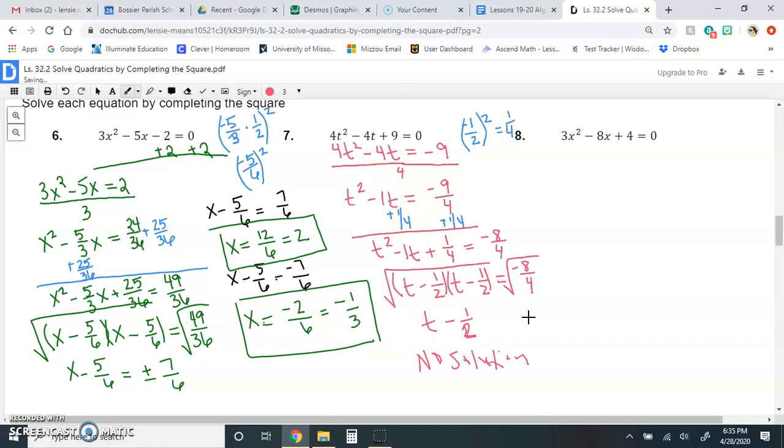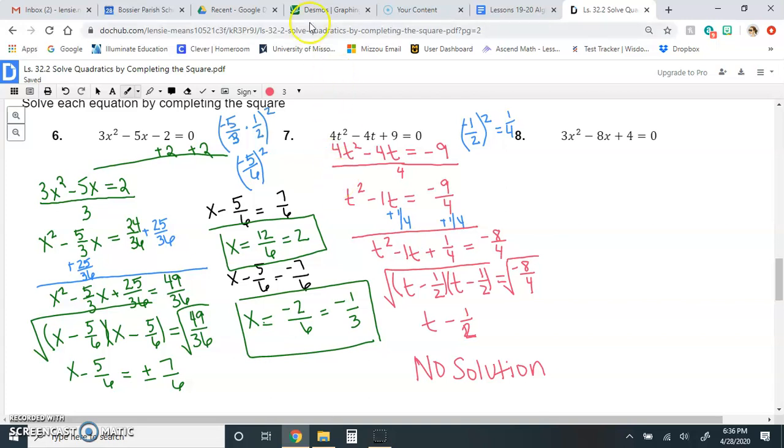Oh, that didn't turn out as pretty as I wanted it to. Sorry about that. No solution. There we go. It's better when you can kind of read it. Think about what that would mean for your parabola. Your solutions of your quadratic are your x-intercepts. So what is happening to a parabola that opens upward and doesn't ever touch the x-axis?